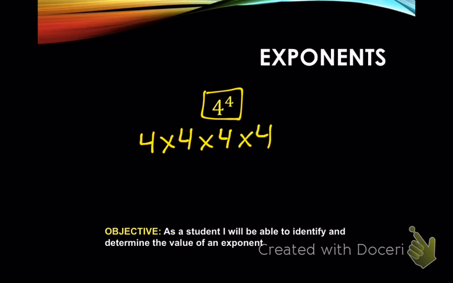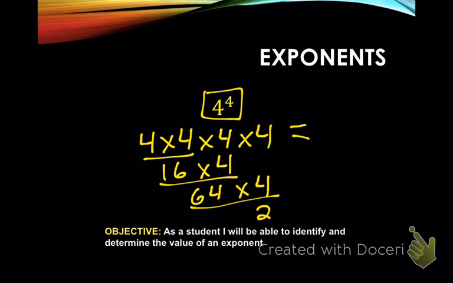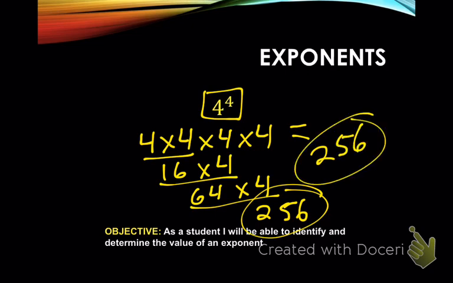Okay, now let's figure out what the answer is. What does that equal? Well, 4 times 4 is 16 times 4. Okay, 16 times 4 is 64. And 64 times 4, well, that equals 256. That's your answer, 256. You need to write that down in your notes. Congratulations. All right, here we go.